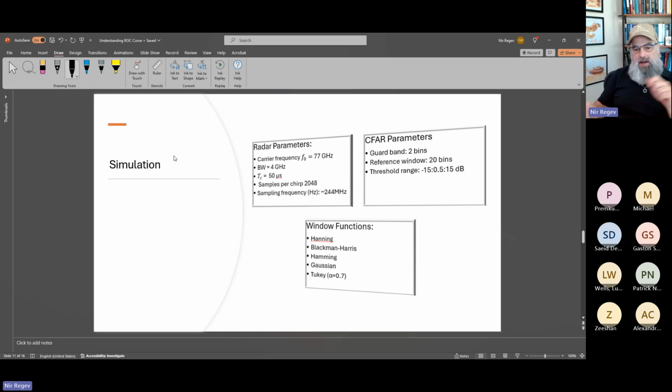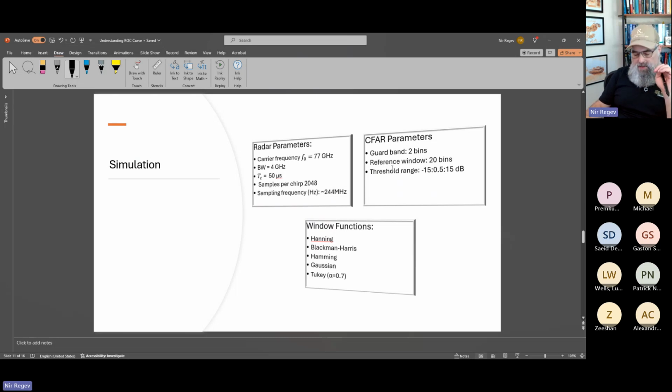So I'm simulating an FMCW radar here, with a carrier frequency around 77 gigahertz, 4 gigahertz bandwidth, a chirp duration of 50 microseconds, 2048 samples per chirp, which basically results in a sampling frequency of about 244 megahertz. The detector that we are using is a constant false alarm rate detector, which we call in radar CFAR.